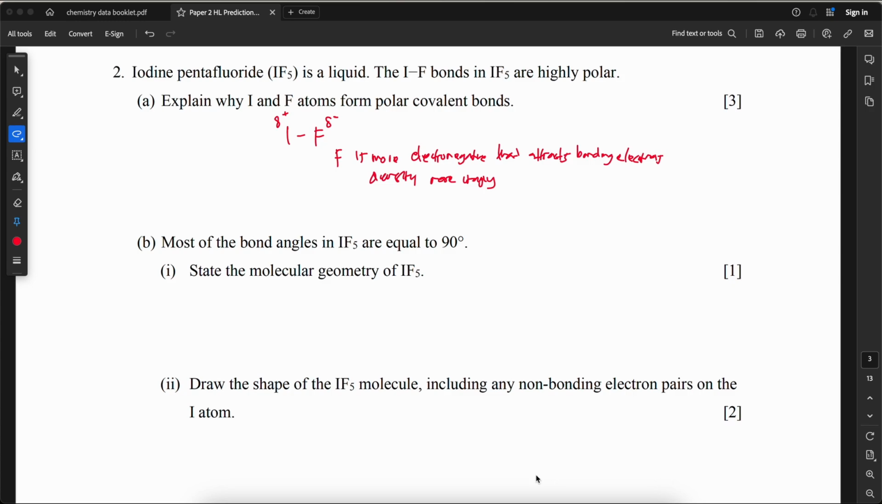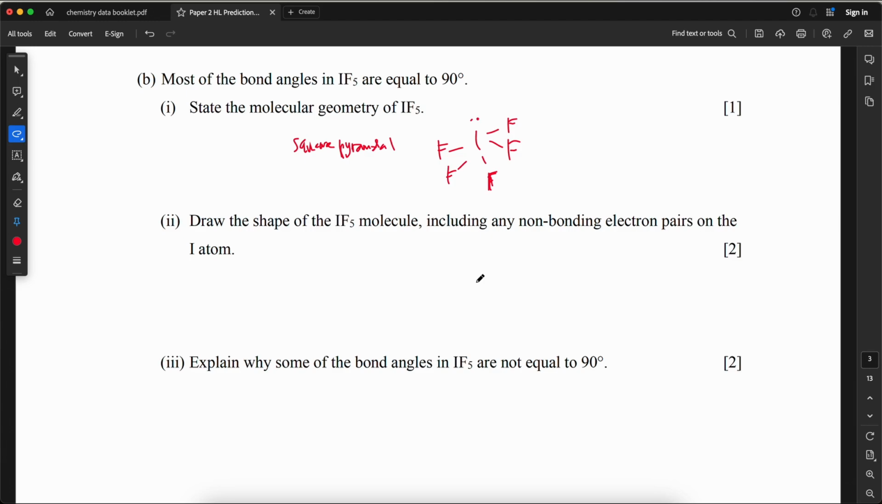Most of the bond angles in IF5 are equal to 90 degrees. State the molecular geometry of IF5. That would be square pyramidal. Because I has 6 electron domains, which has 1 lone pair right here.